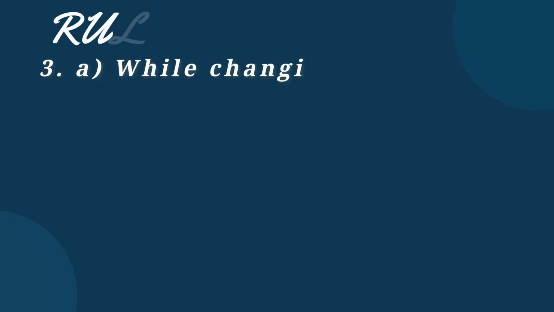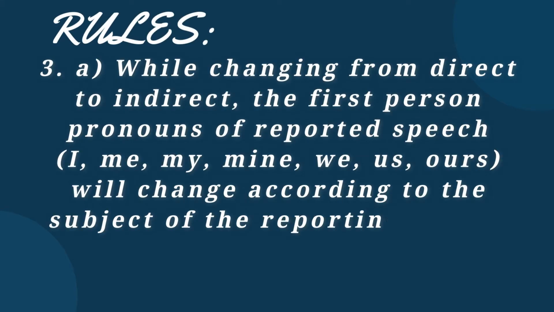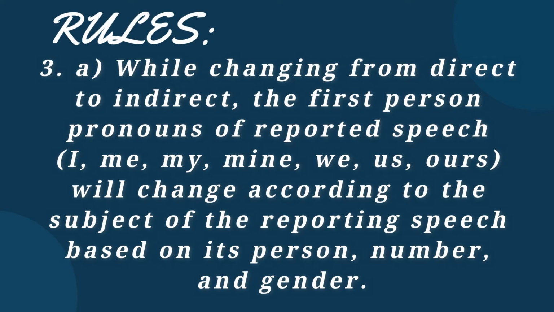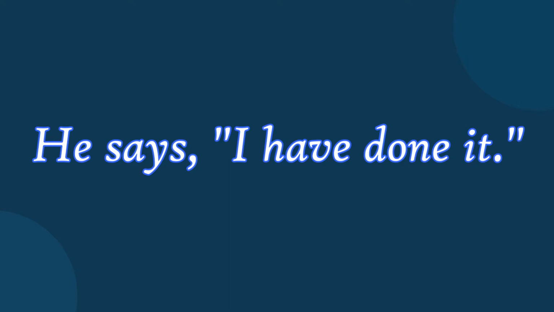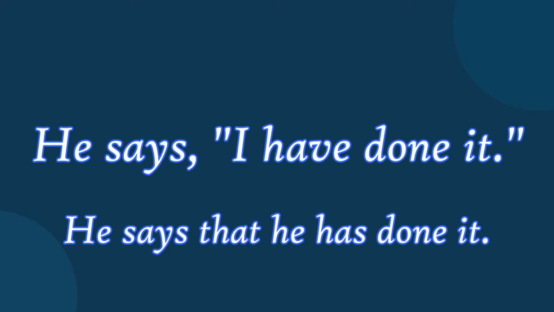On your screen is the first of the third rule. While changing from direct to indirect, the first person pronouns of reported speech such as I, me, my, mine, we, us, ours will change according to the subject of the reporting speech based on its person, number, and gender. Let us look at this example before I explain it to you on the board. He says, I have done it will be changed to he says that he has done it.